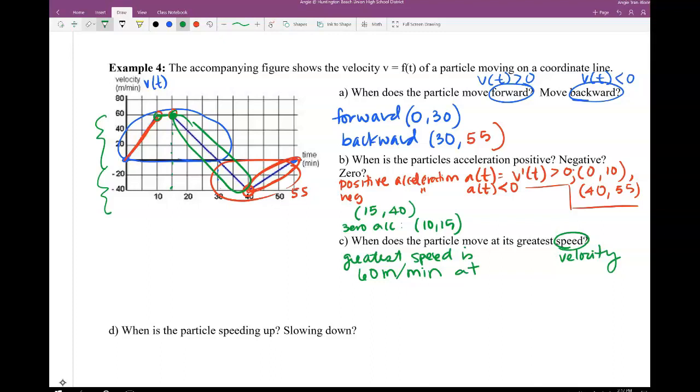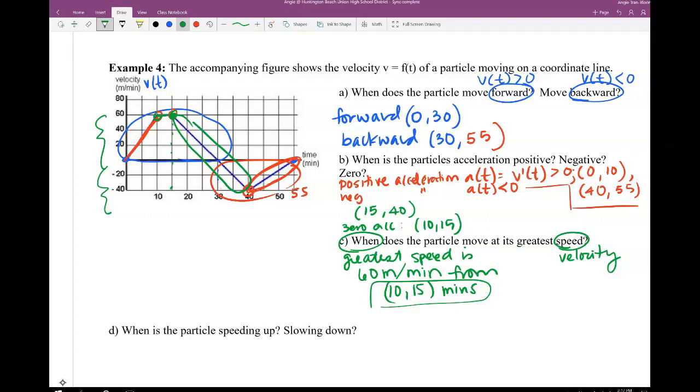So that's from 10 to 15 seconds, okay? Or minutes, I'm sorry, this unit is minutes. That's a long time, okay? So when means I'm really looking for time. When does a particle move at its greatest speed? The greatest speed is 60 meters per minute from 10 to 15 minutes.